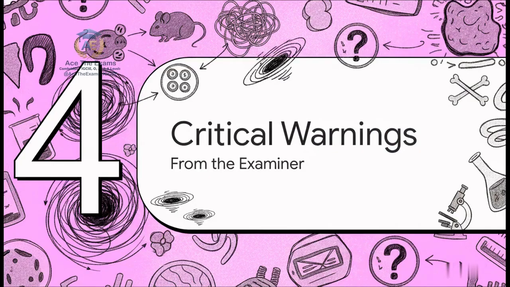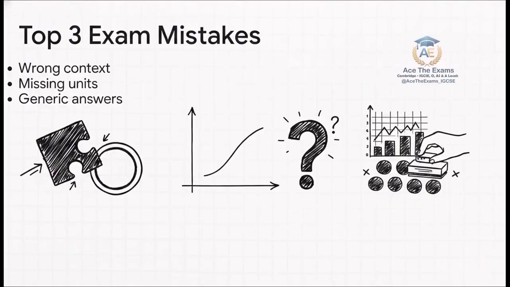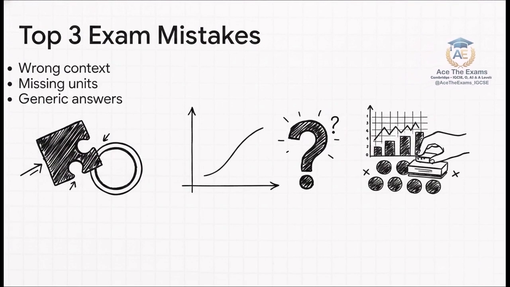Section 4. Critical warnings from the examiner. Avoiding these 3 exact mistakes is absolutely crucial. Number 1, using terminology in the wrong context. A word might be biologically correct, but entirely wrong for the specific hybridoma scenario. Number 2, forgetting to check units and terminology in calculations and graphs. This literally throws off everything. And number 3, the most fatal one, providing generic, memorized answers that lack the specific context given in the question stimulus. Examiners despise generic answers. Your response absolutely must be married to the data provided.